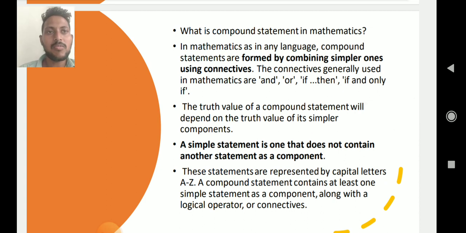What is a compound statement in mathematics? In mathematics, as in any language, compound statements are formed by combining simpler ones using connectives. The connectives generally used in mathematics are and, or, if then, if and only if. The truth value of a compound statement will depend on the truth value of its simpler components.